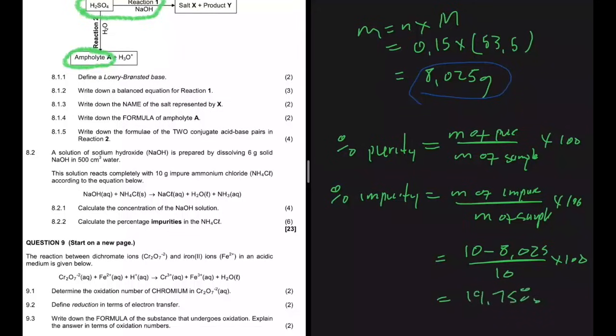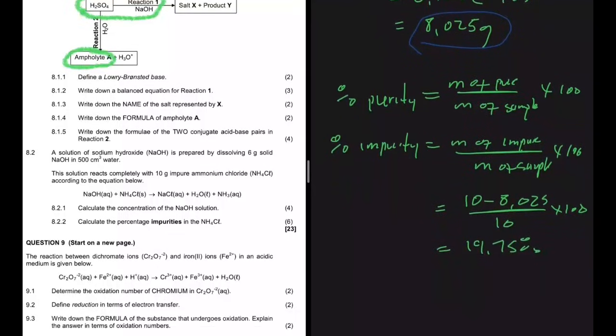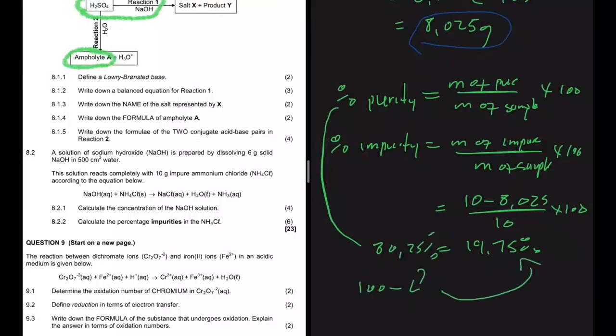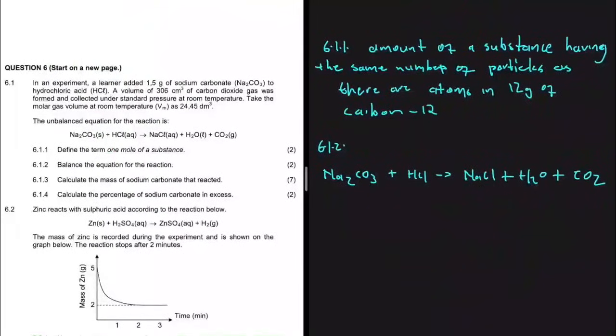19.75%. You can do it even the other way that I suggested. You can find the percentage purity. So when you find the percentage purity, it will be 80.25%, right? So you would say 100 minus this value here, and you will still get 19.75%. So if you want the definition for 1 mole of a substance, then I've written it down in 6.1.1, right? You can just pause the video and copy it down.